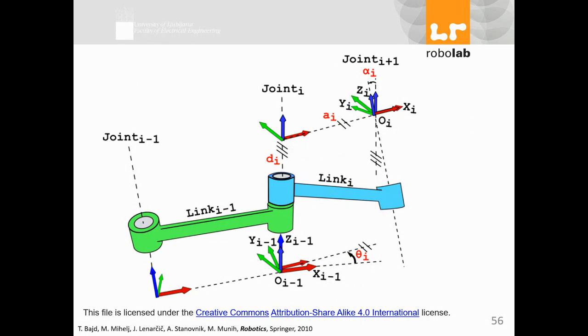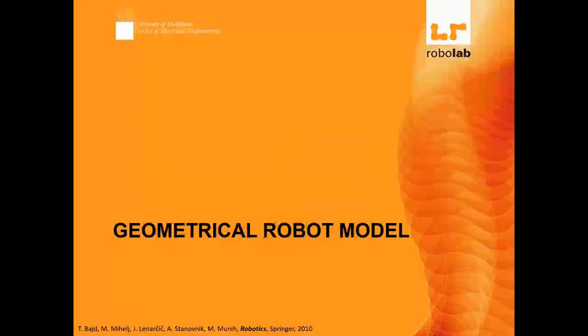So the whole idea is now I try to model my robot from one point to another point through links and joints. We have been trying to create a model which we understand in math, and we can use mathematical models to do the calculation. What we call a geometrical robot model.